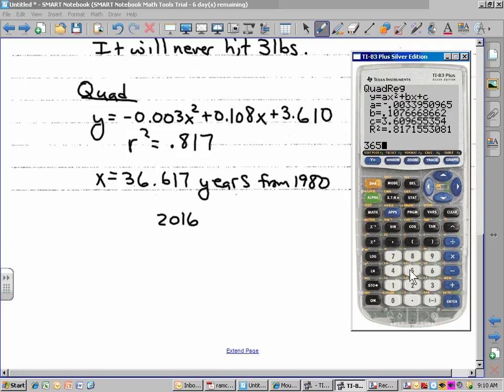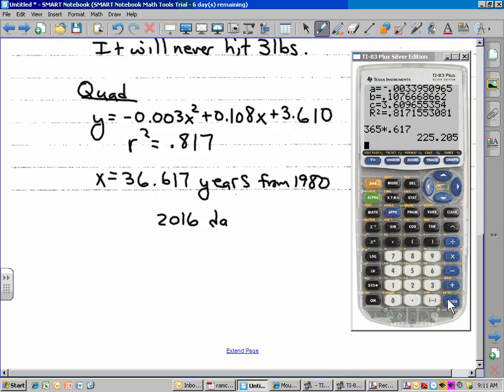There's 365 days times 0.617. 2016, day 225. That's about when we think that's going to happen. That's probably what, mid-July? We could figure out what day exactly that would be if we wanted to. But day 225, sometime during that day, is when we predict that it will get back down to 3 using the quadratic model.